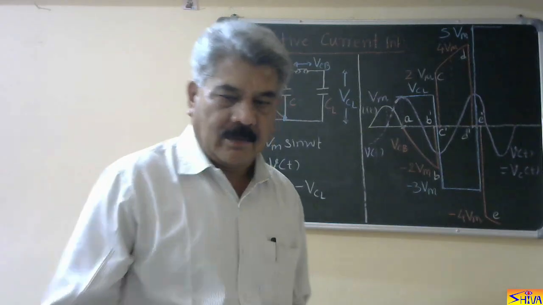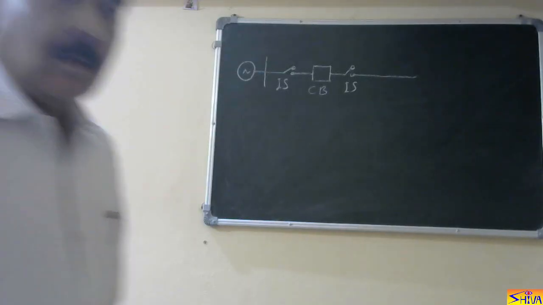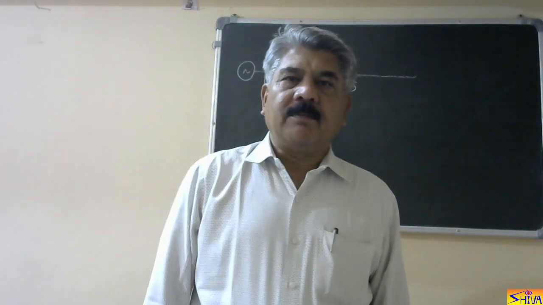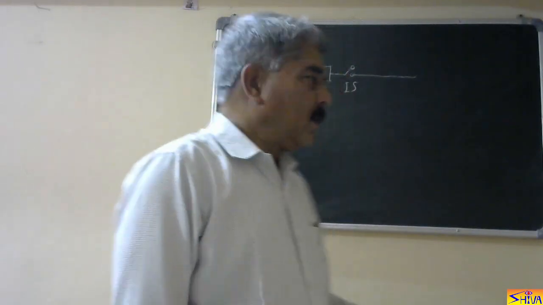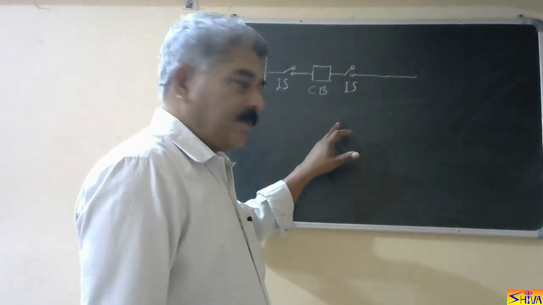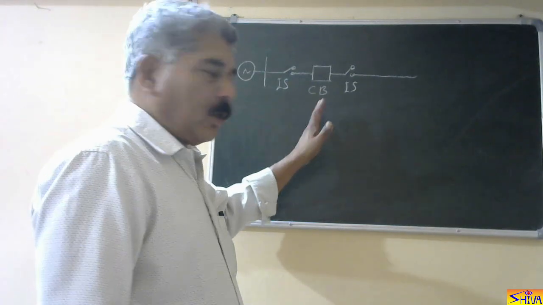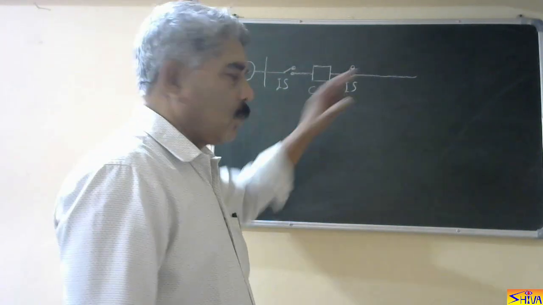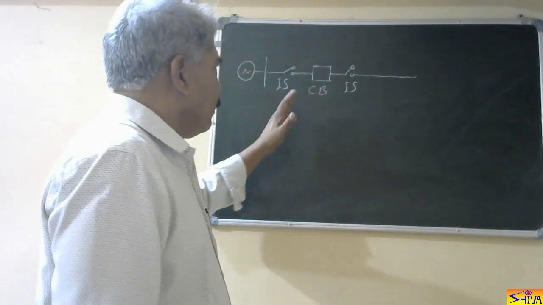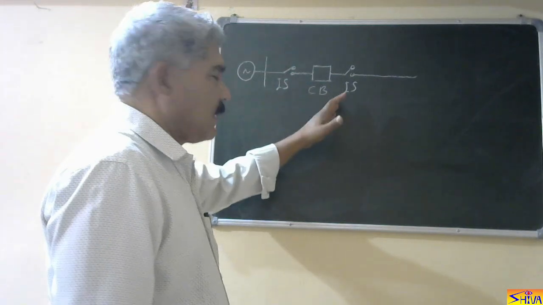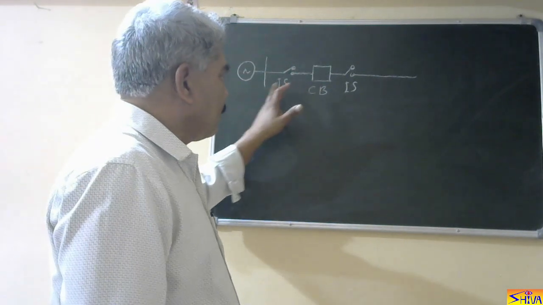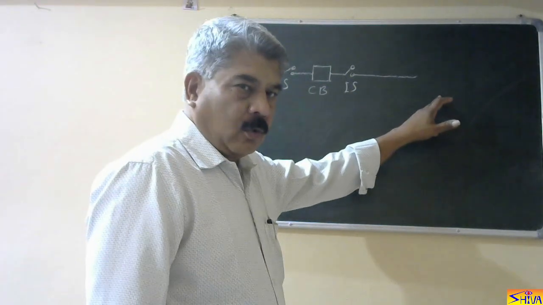That I will explain now. So to overcome these problems, we are using isolators. They are connected on both the sides of the circuit breaker. If not on both the sides, at least on this load side. Now see, when both these isolators are closed and circuit breaker is closed, current is flowing to the load.